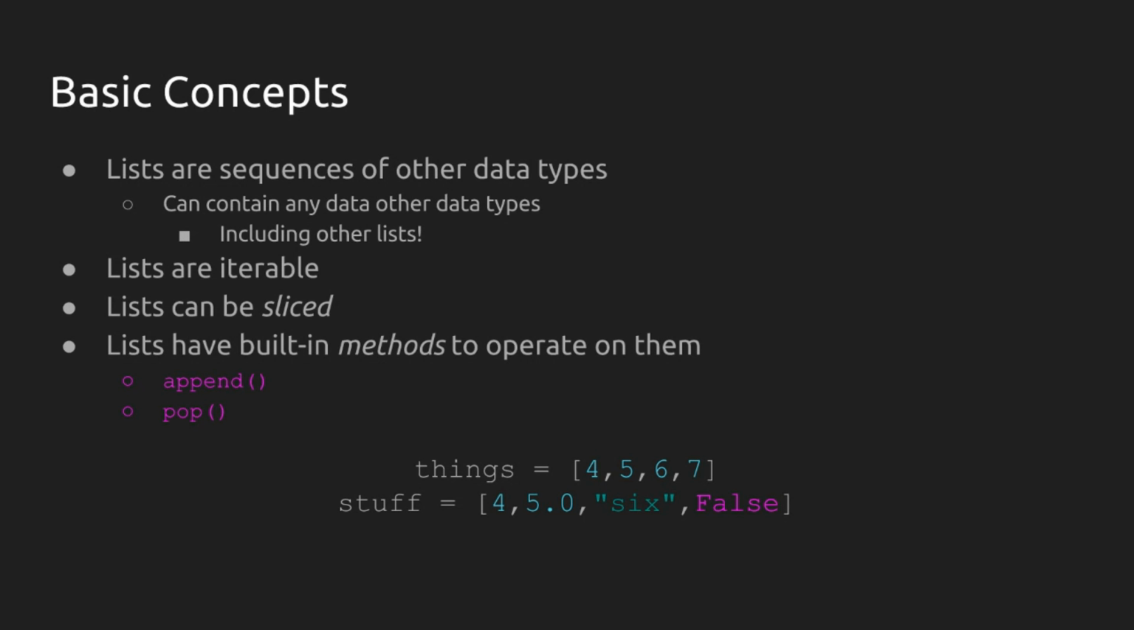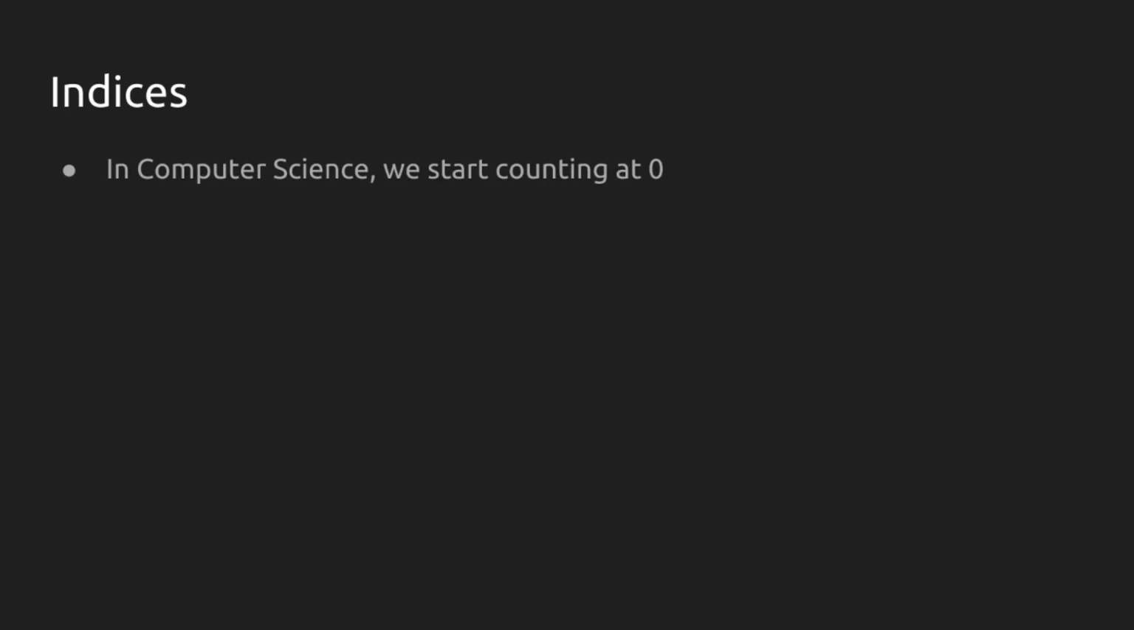In this second list, stuff, I have an integer, a floating point number, a string, and a Boolean value. Lists in Python do not care about the data type. We said before that lists are indexed, and what that means is that every element in a list has a specific address, which begins at 0. In computer science, we start counting at 0, and every element of a list has an index, which we will use to directly access that element.